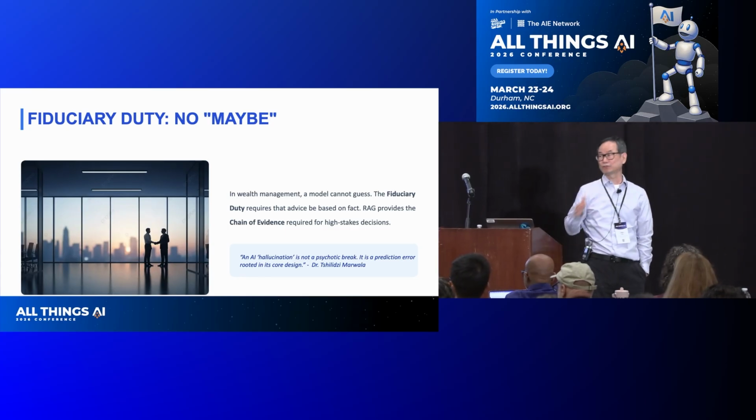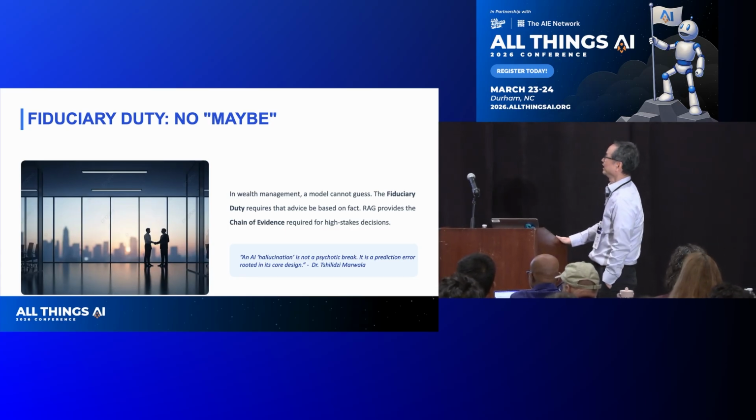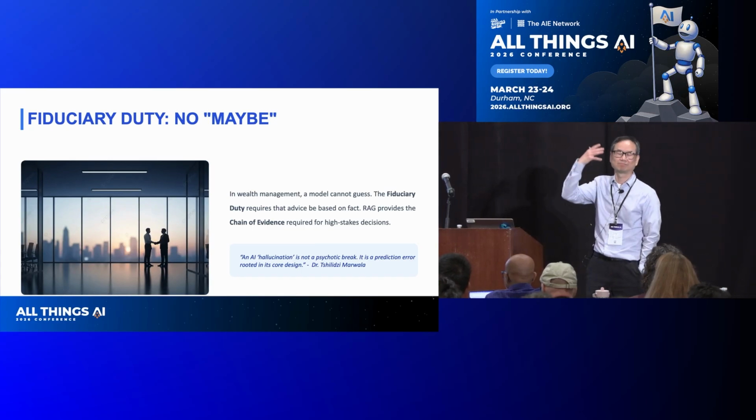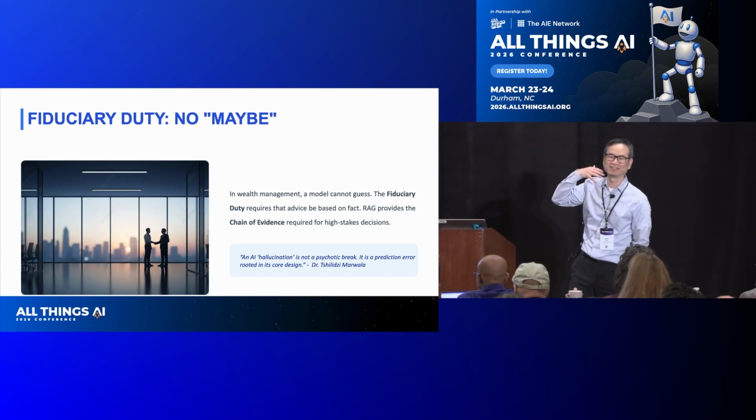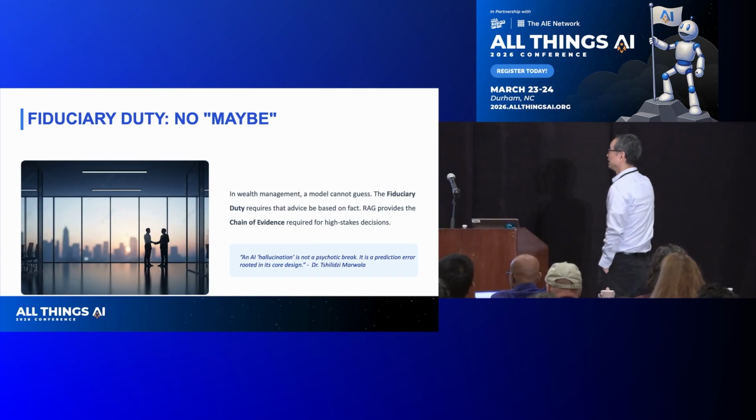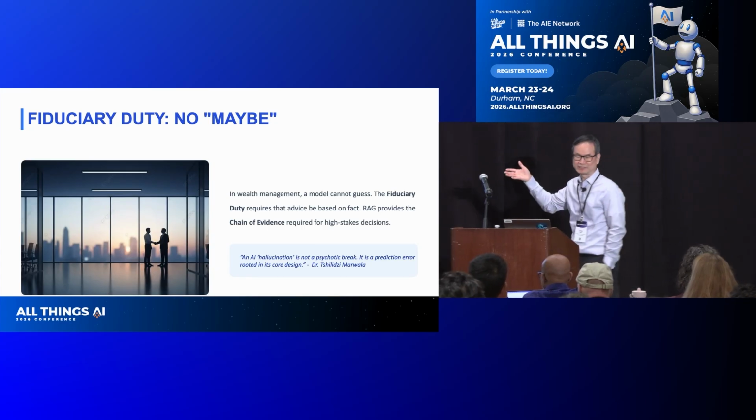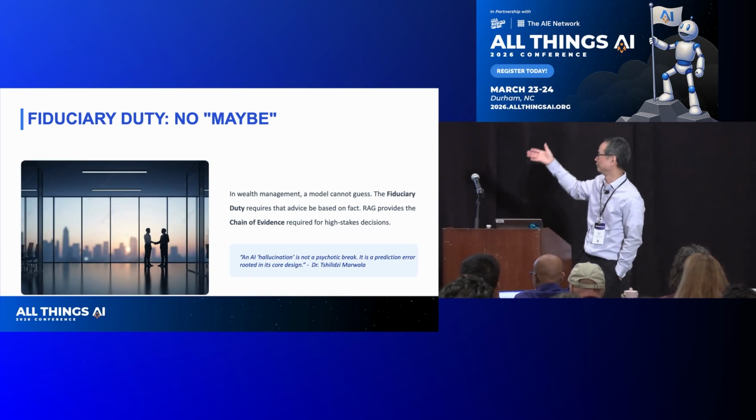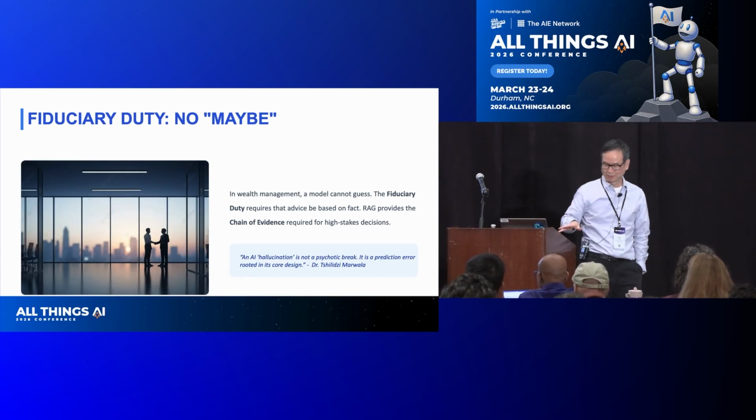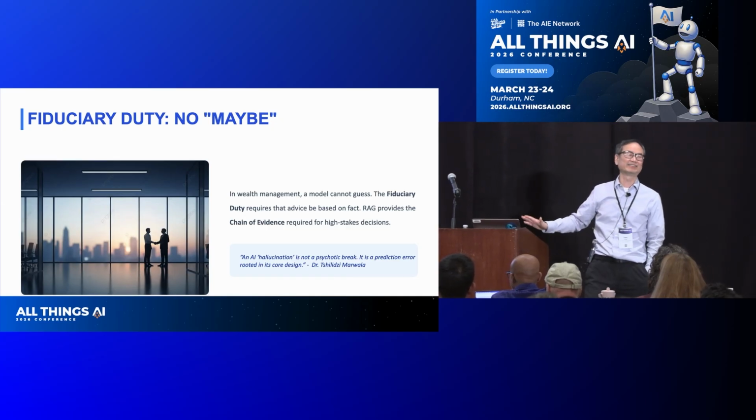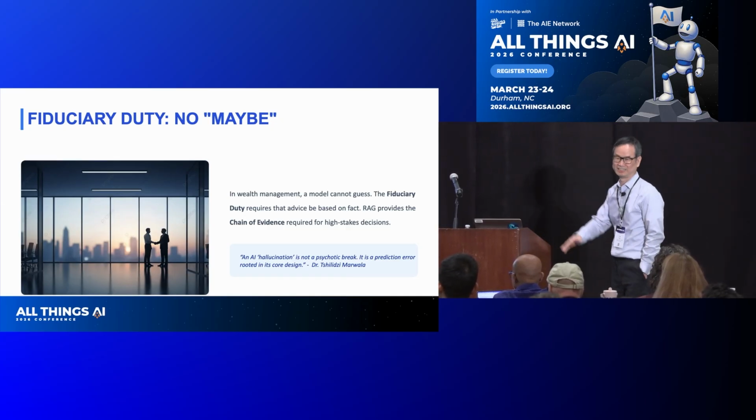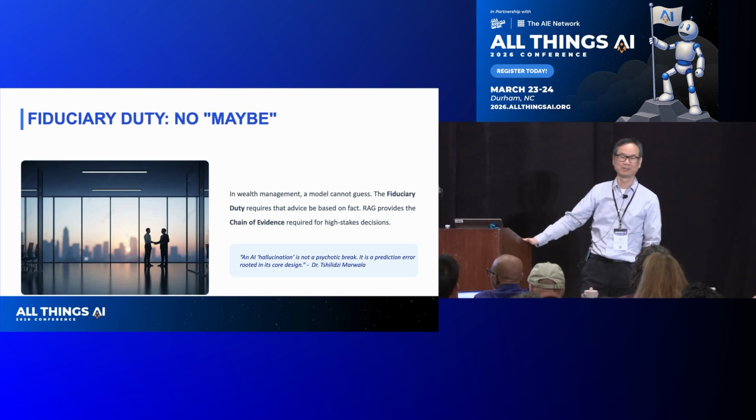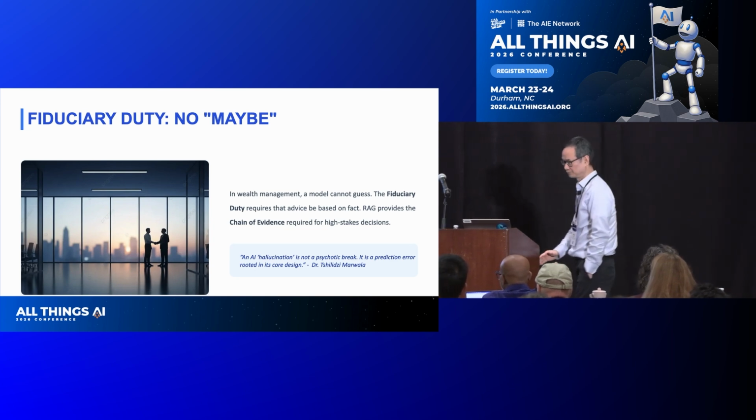In wealth management, everything needs to be auditable and traceable. You cannot say maybe. Hallucination is really a big problem, right? Someone pointed out, hallucination is not just a prediction error. It is rooted in your design. So it is an issue with your design.